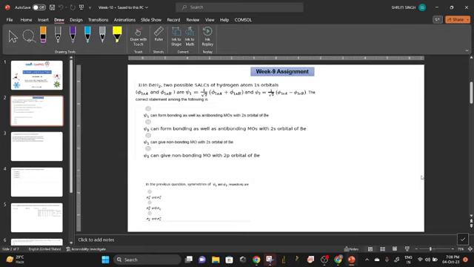Okay, so the first question is: in BeH2, two possible SALCs of hydrogen atom 1s orbital, Psi1s A and Psi1s B, are this and this. So the correct statement among the following. Psi1 can form bonding as well as antibonding MOs with 2s. Psi2 can form bonding as well as antibonding with 2s.